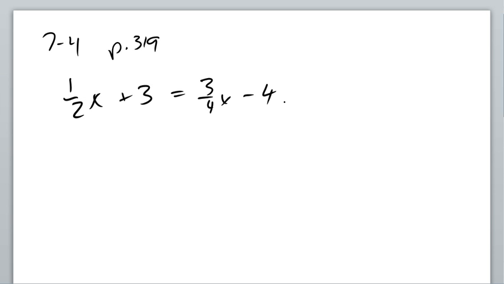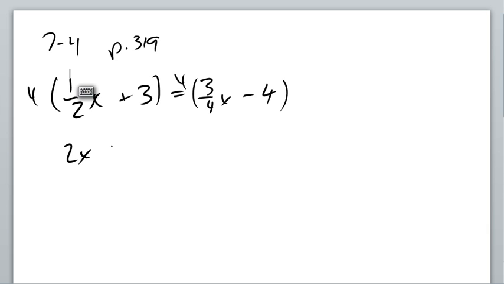Now, I had no idea what this one's going to look like when we're done, so hopefully it's a good looking problem. But what we need to do here is multiply everything by the greatest common denominator, which we've talked about before in our earlier chapters. In this case, it's going to be 4, because we have a 2 in the denominator and a 4 in the denominator. So I have to take each side times 4 to get rid of that. If I take 4 times 1/2 x, 4 times 1/2 is 2, so I get 2x.